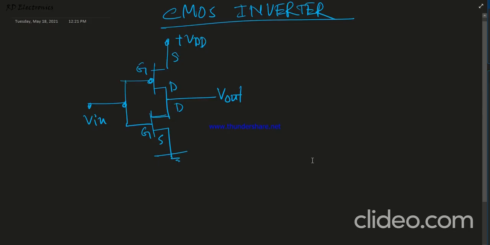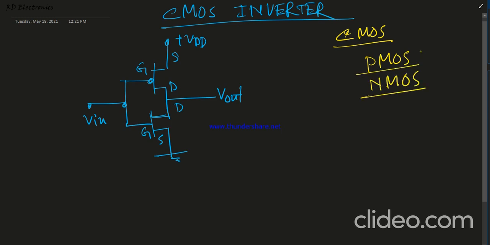Today in this class we discuss complementary metal oxide technology and its application to implement digital circuits. So first of all, what is a CMOS? CMOS is basically known as complementary metal oxide semiconductor. That means in this CMOS there are two MOSFETs working together. One is NMOS and another is PMOS. PMOS is P channel metal oxide semiconductor, and NMOS is N channel metal oxide semiconductor.